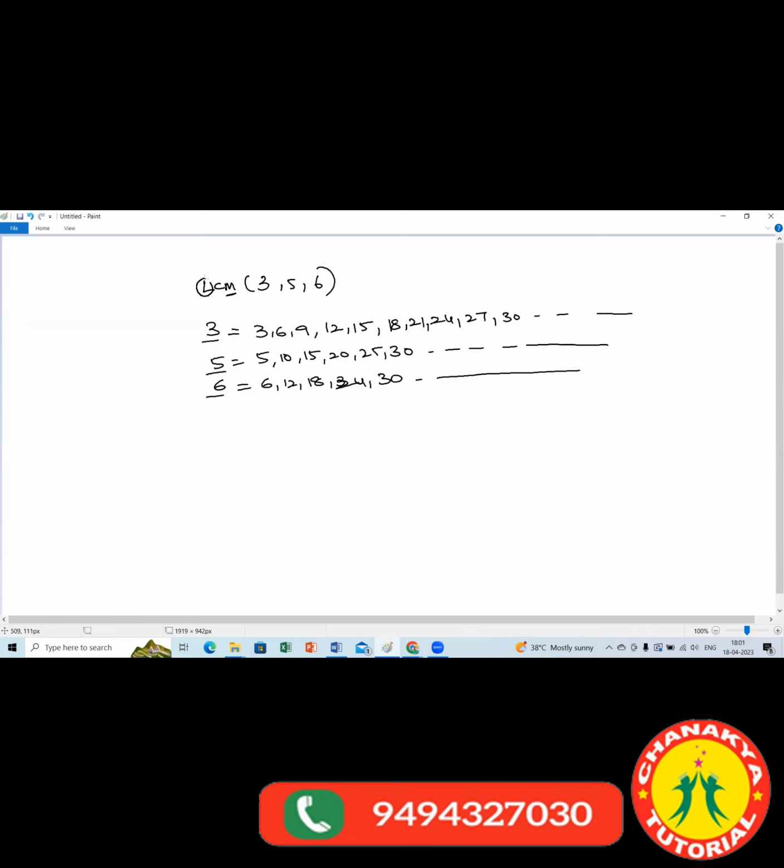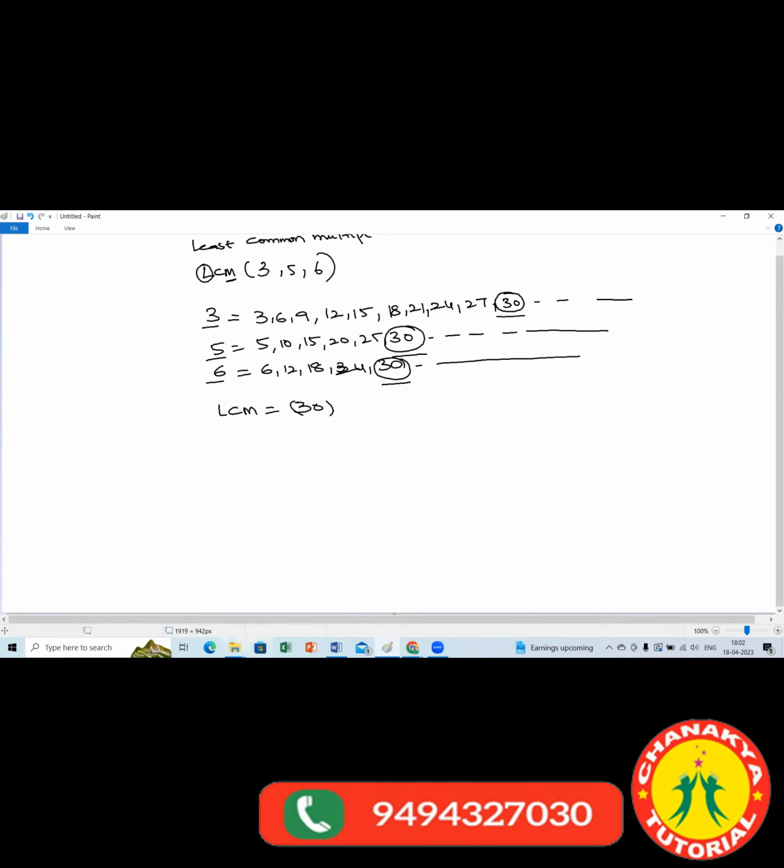LCM means L means least. L means what is that? L means least common multiple. Common multiple first we have to find. In this case you have 30. Here you have 30. Here too you have 30. So what is the least common multiple among all these? 30. LCM equal to 30. Okay, right.